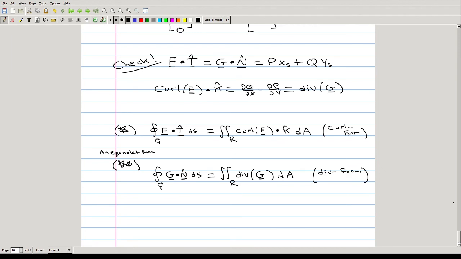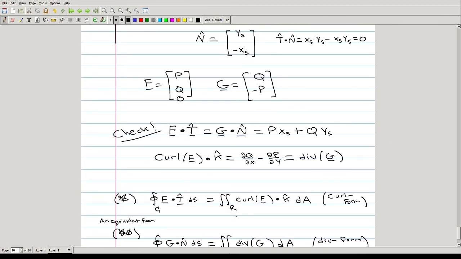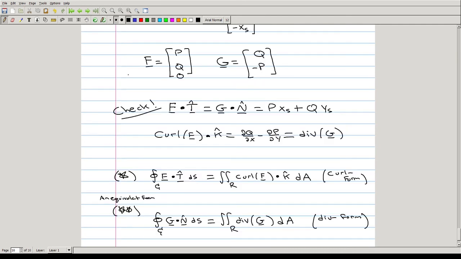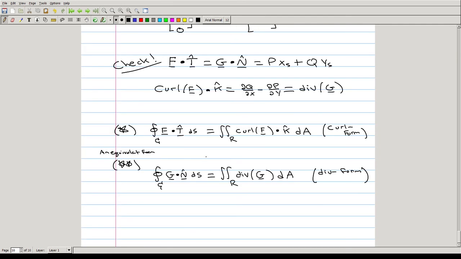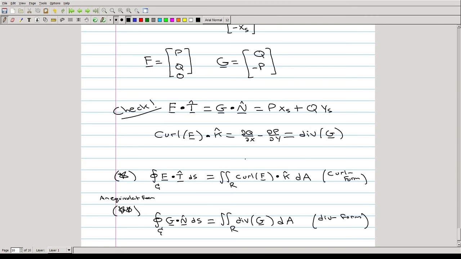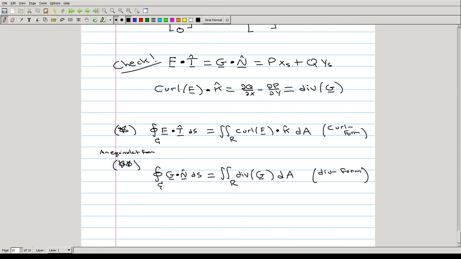And this is special because the idea here is that this divergence form of Green's theorem is actually giving us something very nice. Because remember, p and q are completely arbitrary functions. So the idea is that if this is true for q and p, which are arbitrary functions, this can be true for any vector field g.